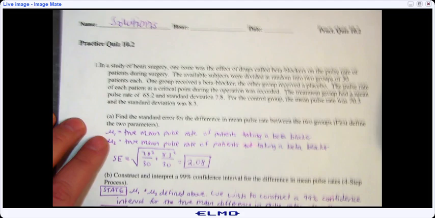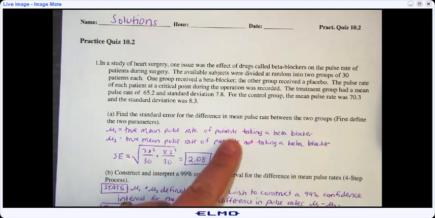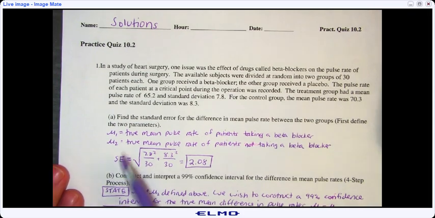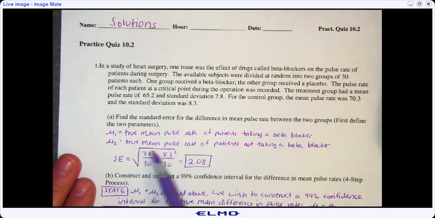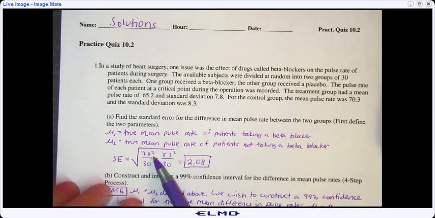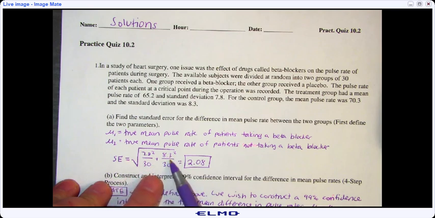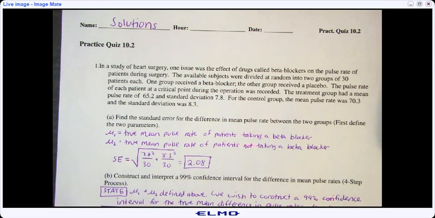So the mean pulse rate for group 1, I said, is the true mean pulse rate of patients that took the beta blocker. And for the mean of group 2, it's the true mean pulse rate of patients not taking a beta blocker. For the standard error, we use the sample statistics for each of them. So 7.8 squared over the sample size for the first one, which is 30, plus 8.3 squared over 30, and you take the square root of that, and you get 2.08.